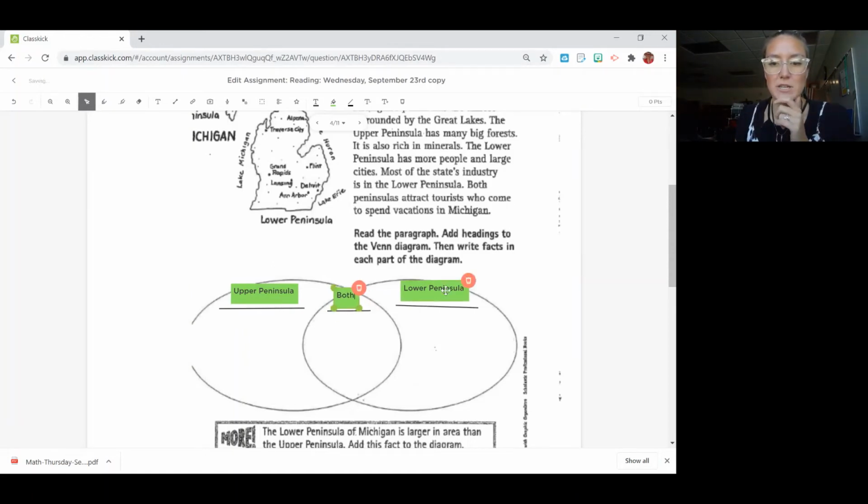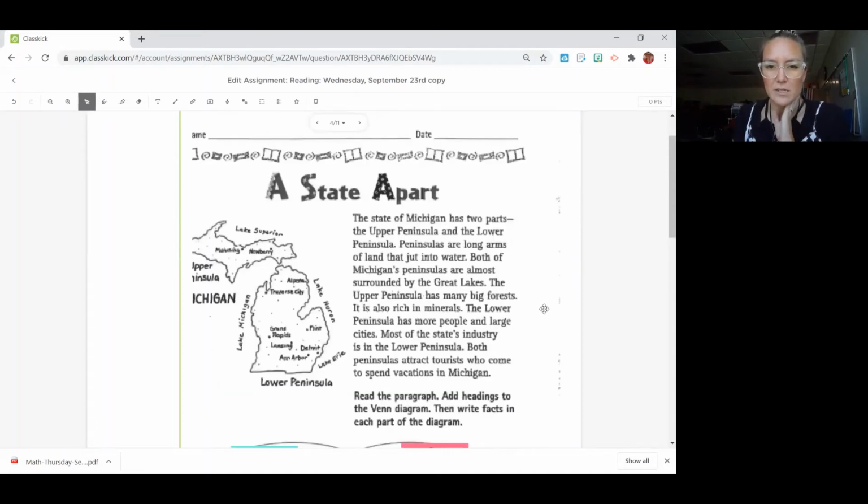Now I'm going to change these colors because we're going to go back and highlight our evidence for each part. Actually, let's do this. All right, let's start with how they are similar, what they both have. So let's look back and read the first sentence and see if there's anything that says they are similar, what they both have. Everything that is both, I'm highlighting in purple.